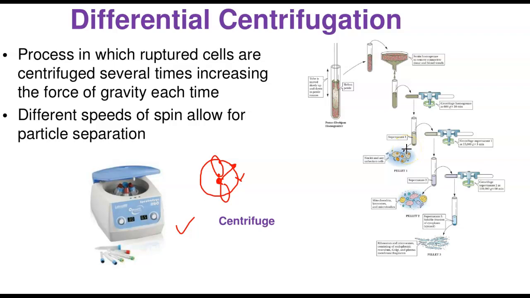So what do you do again? In differential centrifugation, you don't just do it once. You do it at increasing speeds. Now look at the second step, which goes from 600 to 15,000 g. You spin it once again.